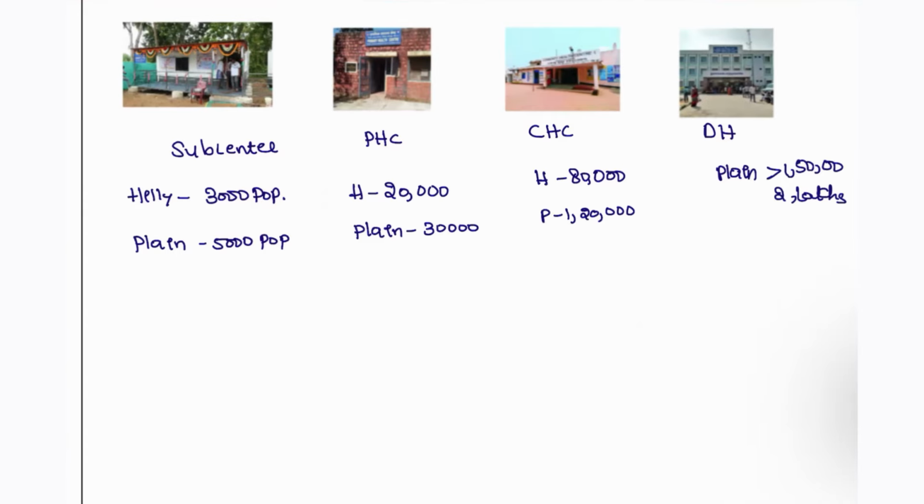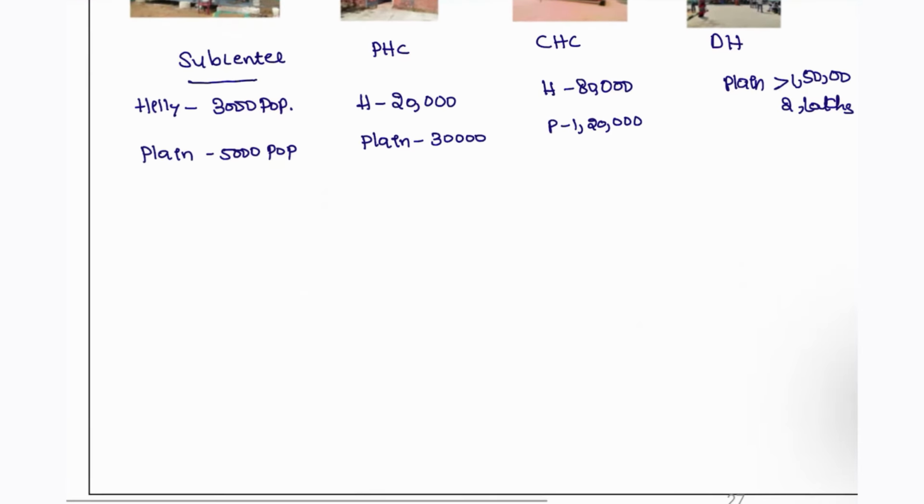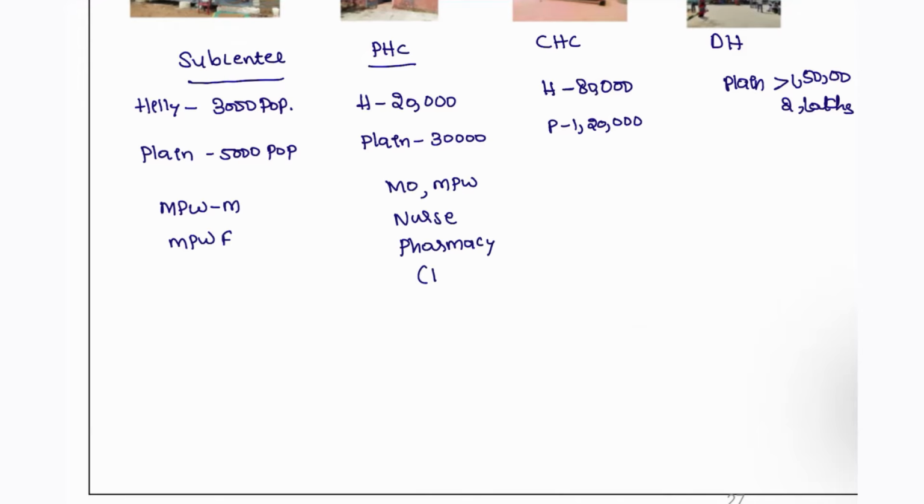Next, in the sub-center, there will be only a multi-purpose worker male and a multi-purpose worker female. In the PHCs, you are going to see the medical officer and also MPWs, nursing staff, and pharmacy staff. Approximately 10 to 15 staff will be present. Here 2 to 5 staff will be present.